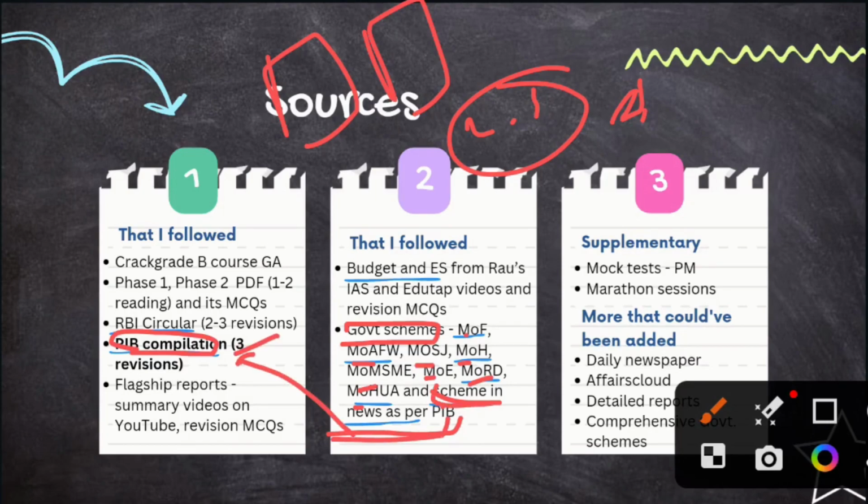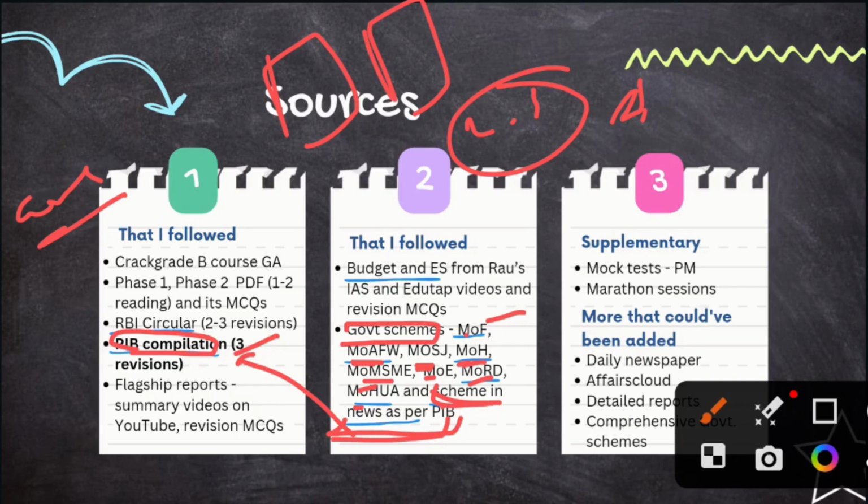In this compilation, you get a section for government schemes. So most of the government schemes which were in use were covered here as well. And if I felt that there is a requirement to read more on certain schemes which are core schemes of the government, I went through its website and noted down more details in my notes.